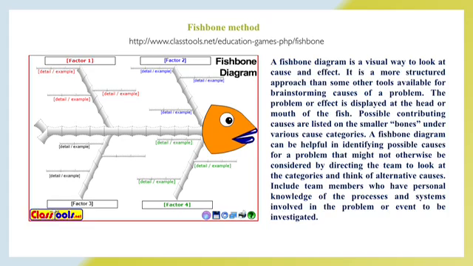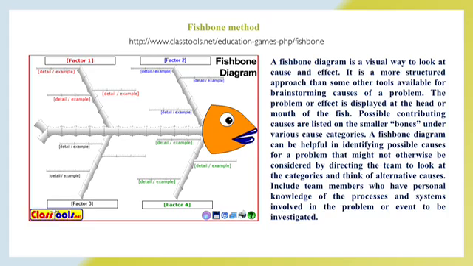Fishbone Method. A fishbone diagram is a visual way to look at cause and effect. It is a more structured approach than some other tools available for brainstorming causes of a problem. The problem or effect is displayed at the head or mouth of the fish. Possible contributing causes are listed on the smaller bones under various cause categories.